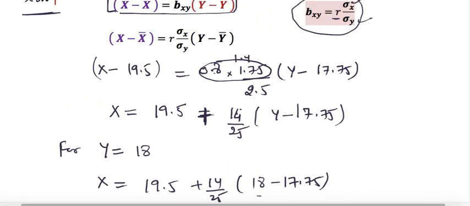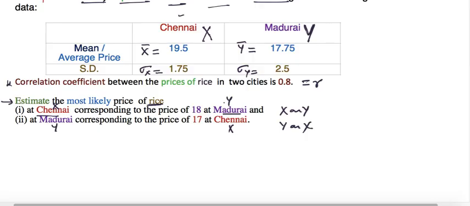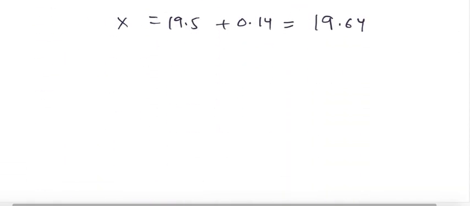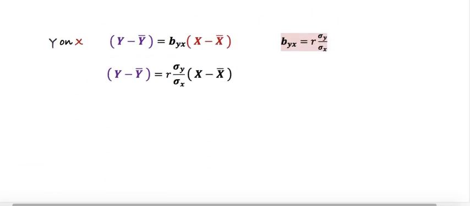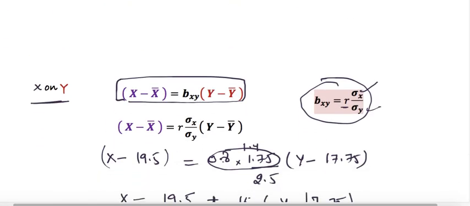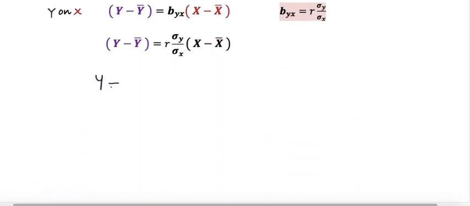Now in the same manner we can find the second one. It is saying what is the price at Madurai when the price at Chennai is 17. So we are going to use the second equation, which is y on x. So let us see, the equation is already written, so we are going to just plug in the value. So y minus y bar. What is y bar? Y bar is 17.75 and x bar is 19.5.